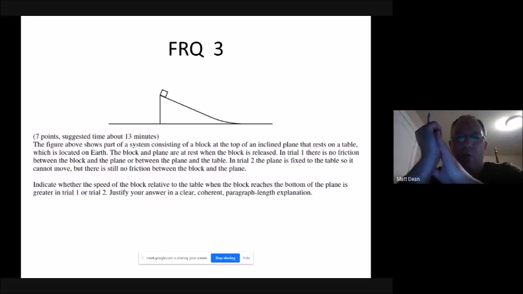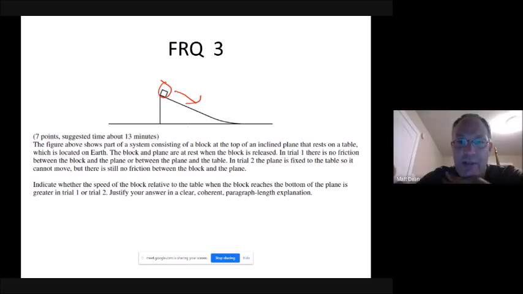All right, so in trial 1, our block is going to start moving down our incline. In this case, there's no friction between the incline and the box, and there's also no friction between the incline and the table. What you've got to think about in that situation in trial 1 is as this box starts moving down this way, since there's no friction between the incline and the table, the incline is going to be moving that way.